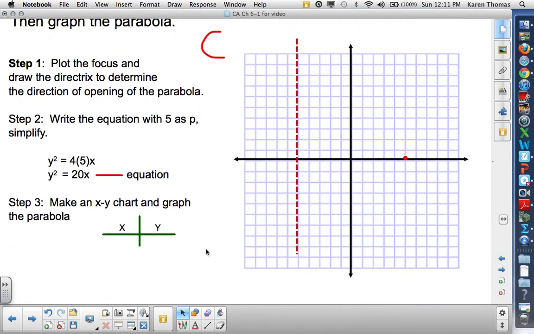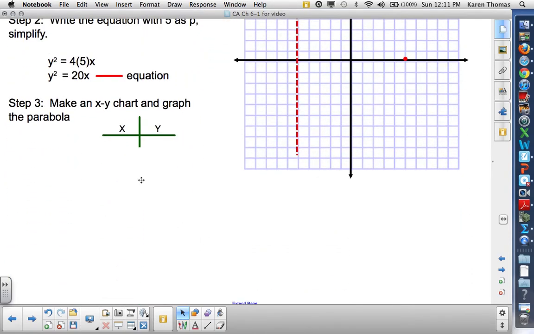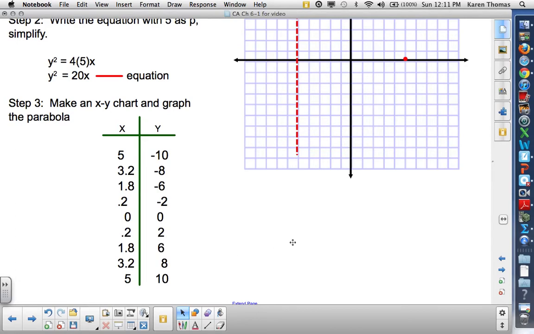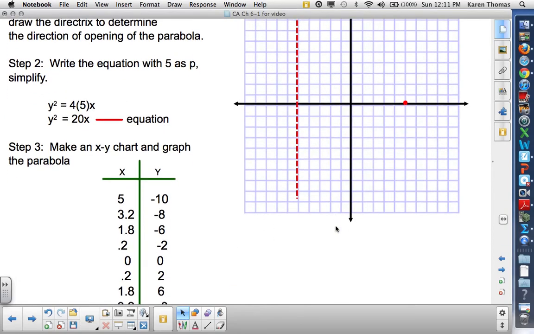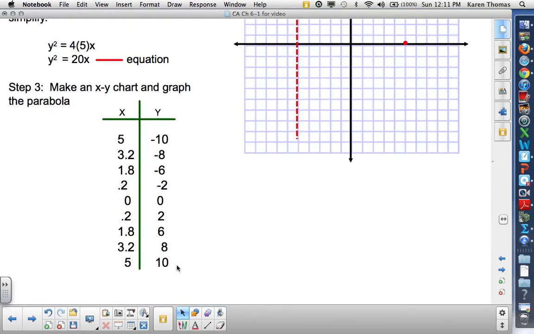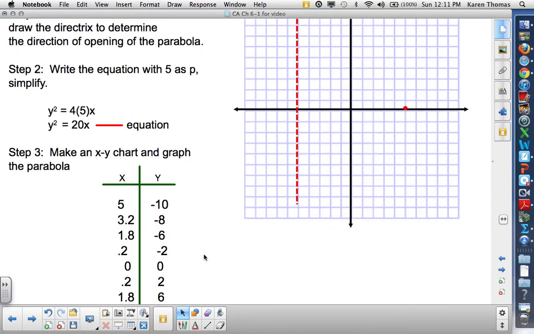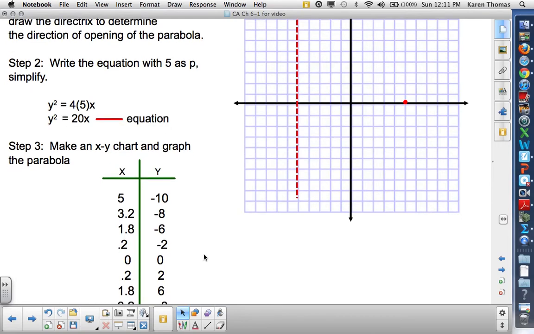I make an xy chart and I graph the parabola. I graphed a variety of points here. I know the (0, 0) is on the graph. I saw that (5, negative 10) and (5, 10) were on the graph, and I didn't have anything in between, so I played with my calculator, changing my table set until I got some numbers to work with. I changed my table set to increments of 0.2, and I took some whole numbers. So let's graph a few of these points and connect our points.